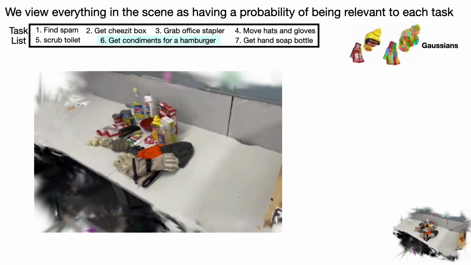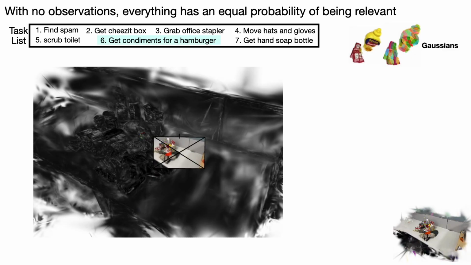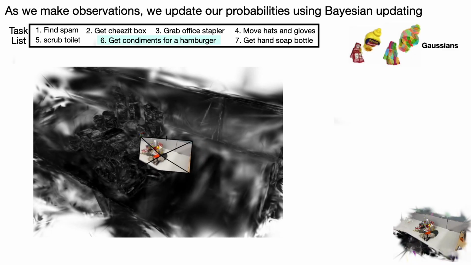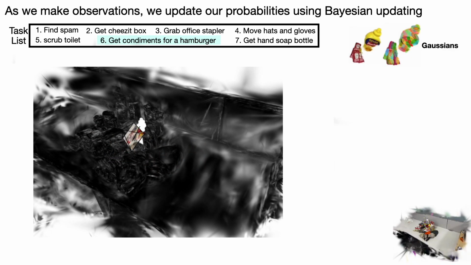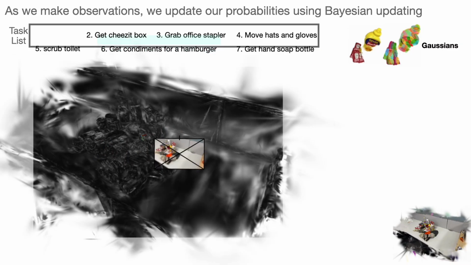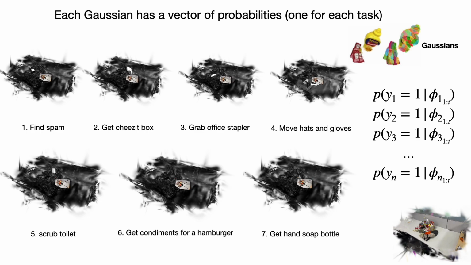With no observations, everything has an equal probability of being relevant. As we make observations, we update our probabilities using Bayesian updating. The relevant parts of the scene now exhibit higher probabilities of being relevant for the task. Each Gaussian has a vector of probabilities, one for each task.